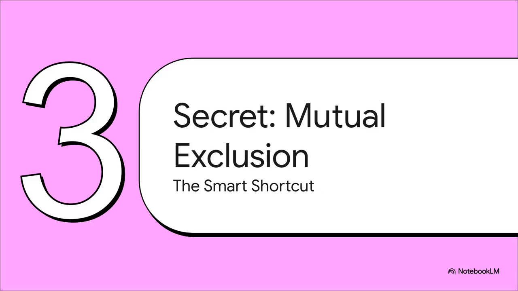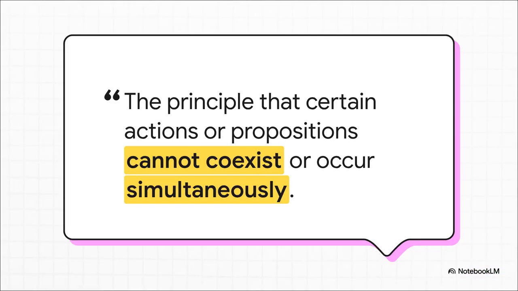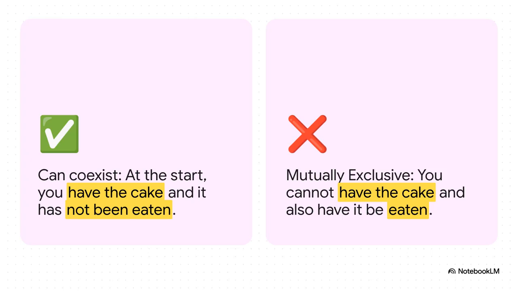Okay, but mapping out every single possibility, that sounds huge, right? Inefficient, even. Well, this is where the graph's secret weapon comes into play. It's a concept called mutual exclusion, or mutex for short. To put it simply, mutual exclusion is just the graph's way of identifying things that are totally logically impossible. It's like a rule book that flags pairs of actions or facts that just can't exist at the very same time.